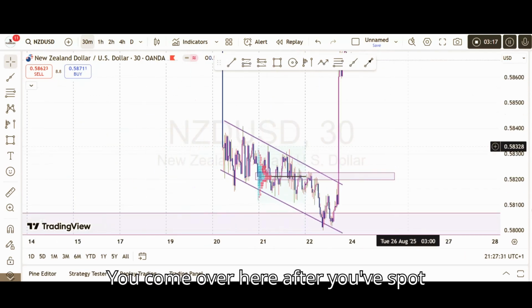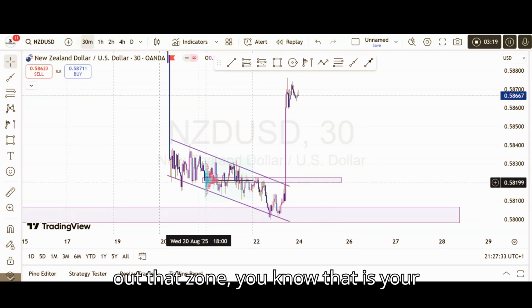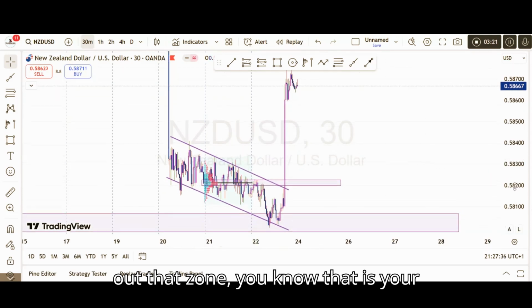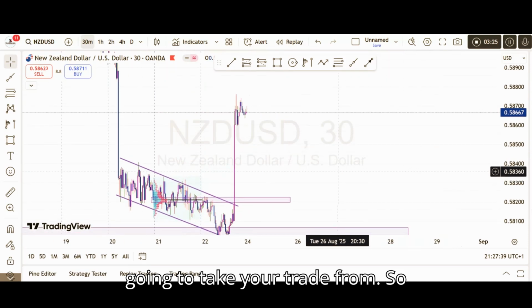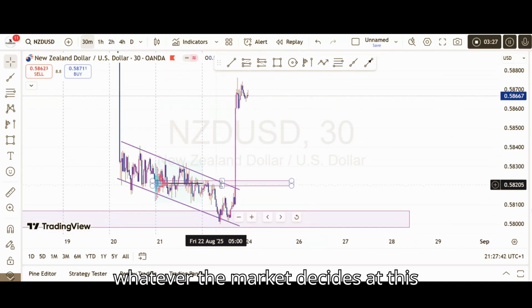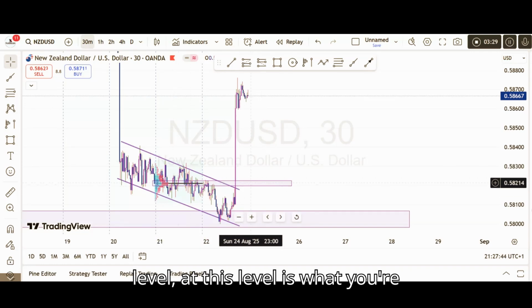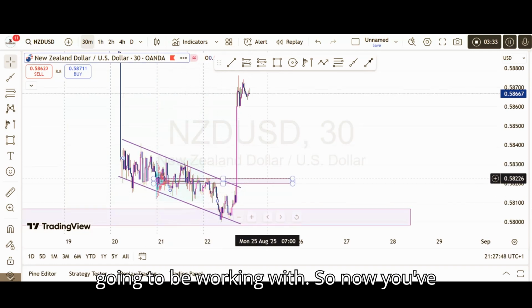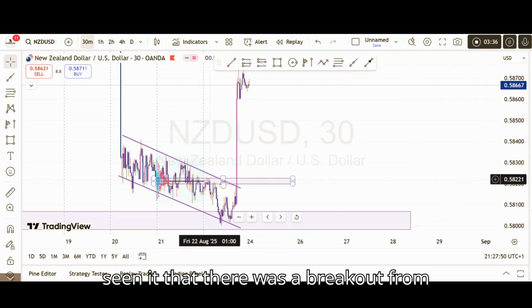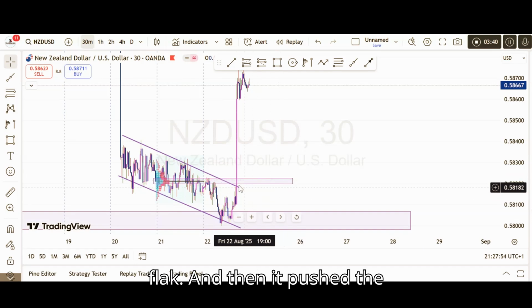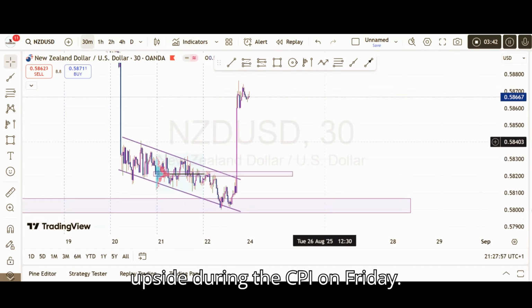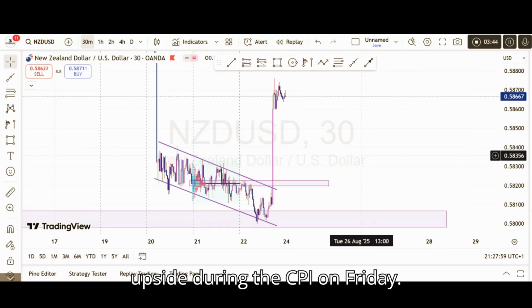You come over here after you've spotted that zone. That is your zone of confluence, and that's where you're going to take your trade from. Whatever the market decides at this level is what you are going to be working with. Now you've seen that there was a breakout from the bearish flag, and then it pushed to the upside during the CPI on Friday.